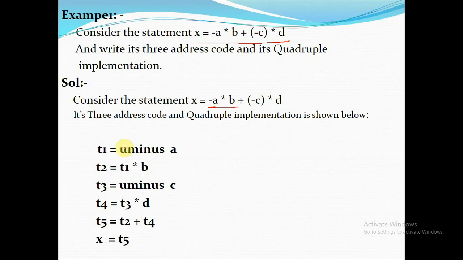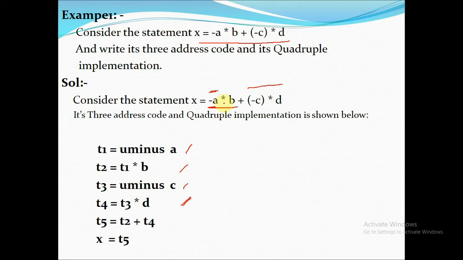Minus a into b, take this expression. So minus a has high priority because it is a unary operator, so it should be computed first. So T1 equal to unary minus a. Next, it should be multiplied with b. So T2 equal to T1 into b. So up to now this part is completed. Go for the second part, minus c into d. Similarly, T3 equal to unary minus c, and it should be multiplied with d. So temporary variable T4 equal to T3 into d, where T3 means minus c.